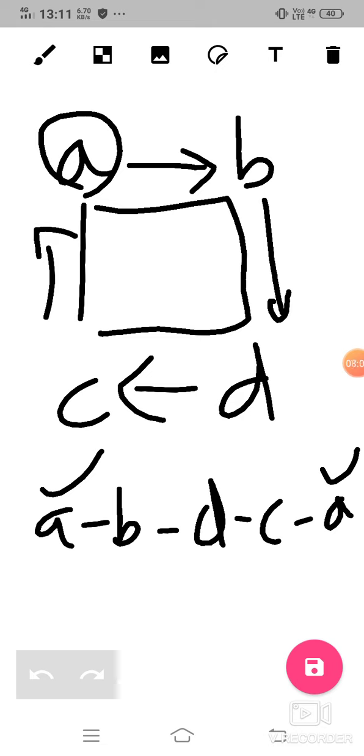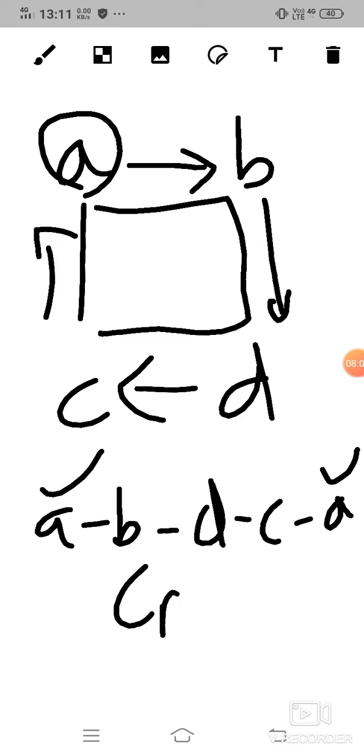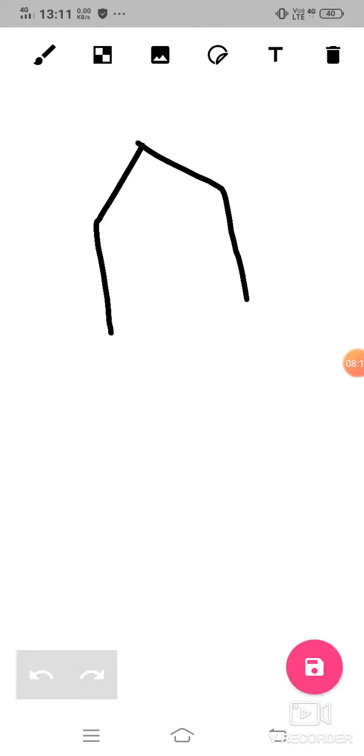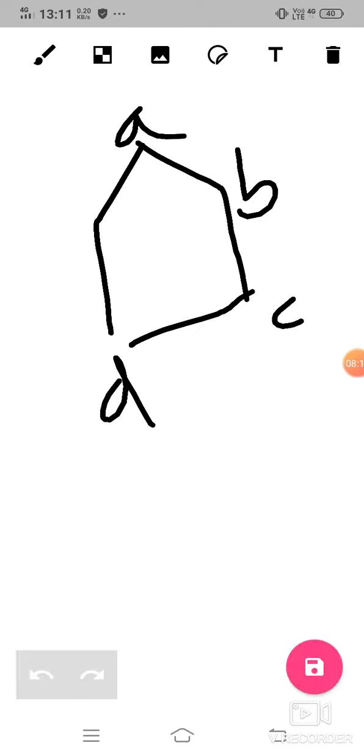This cycle is in general denoted by Cn. Here this is a cycle with 4 points, so this is an example for C4. Similarly, you can draw C5. Just imagine this is C5: A, B, C, D, E. So therefore this is C5.